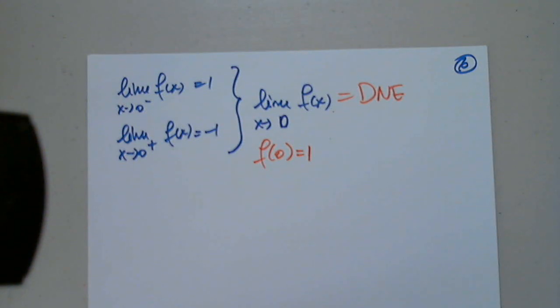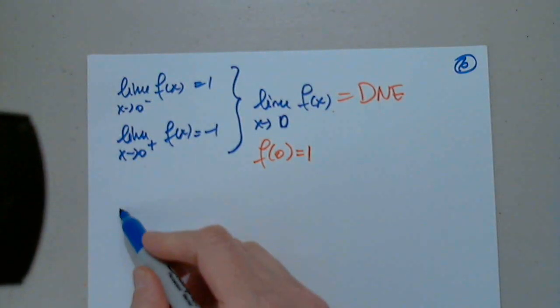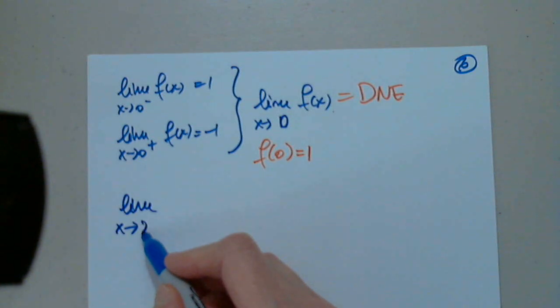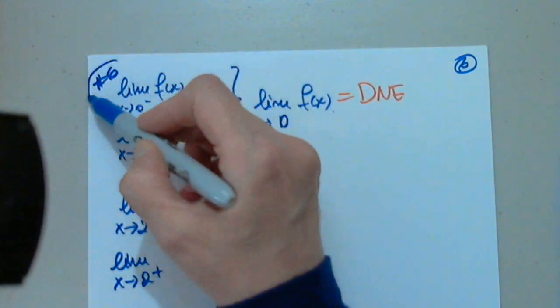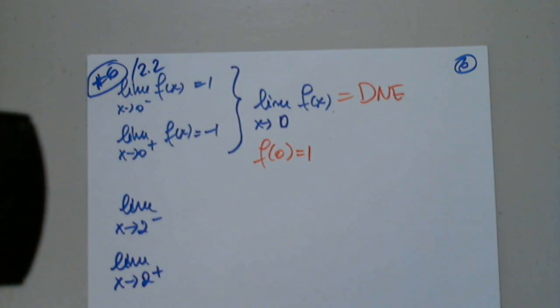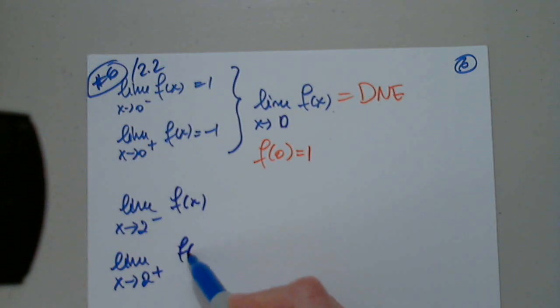Now let's also look at 2. Can anyone tell us what is the limit from the left of 2? I'm going to write it. The limit as x approaches 2 from the left, and the limit as x approaches 2 from the right. This was number 6 in 2.2. So can anyone give us the limit of this function from the left of 2? As x approaches 2 from the left, the function values get closer and closer to 2. Exactly.